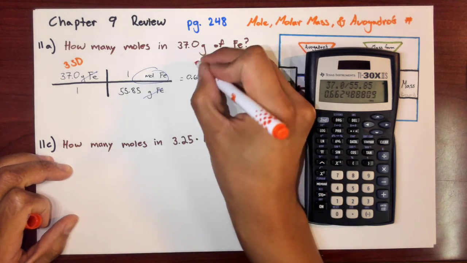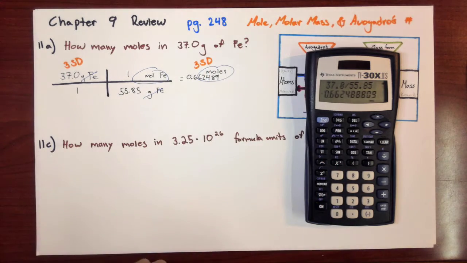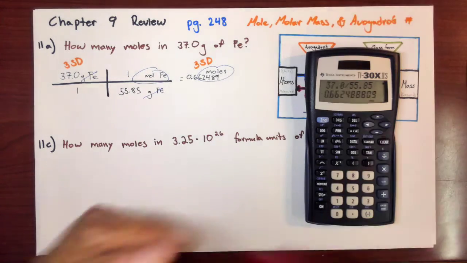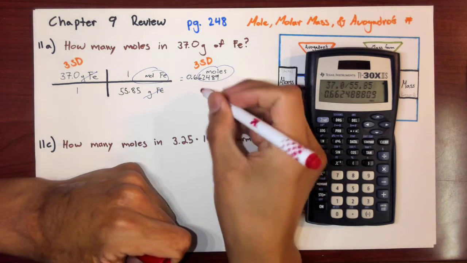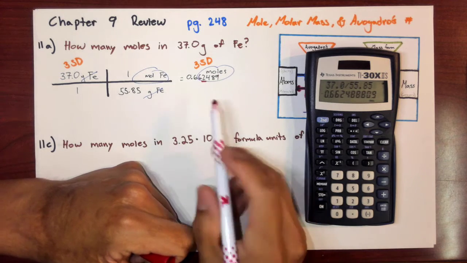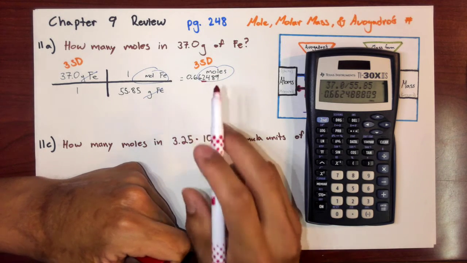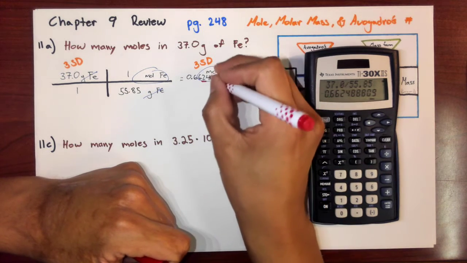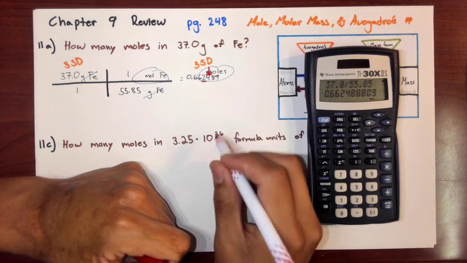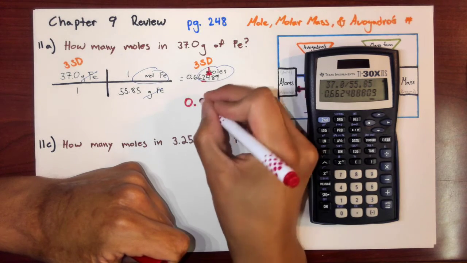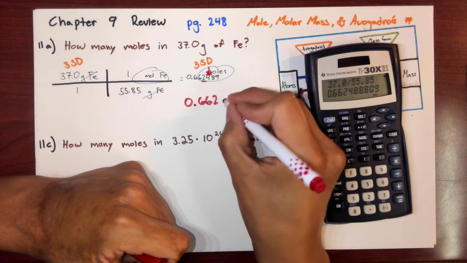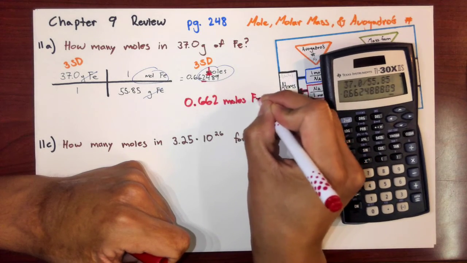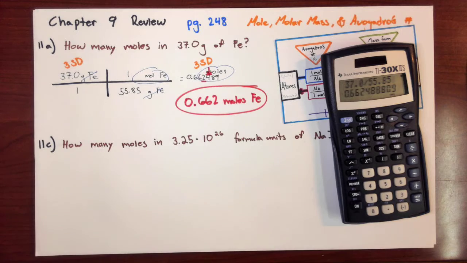So that means that here in our final answer we can only have 3 significant digits because it's a multiplication problem. Now if we're going to have 3 significant digits at the end, we have to round to this place right here. So how do we round? We look to the next digit, and if it's 5 or more, let it soar. 4 or less, let it rest. So this one is 4 or less, so we are letting it rest, and your final answer is going to be 0.662 moles of iron. That's your final answer.